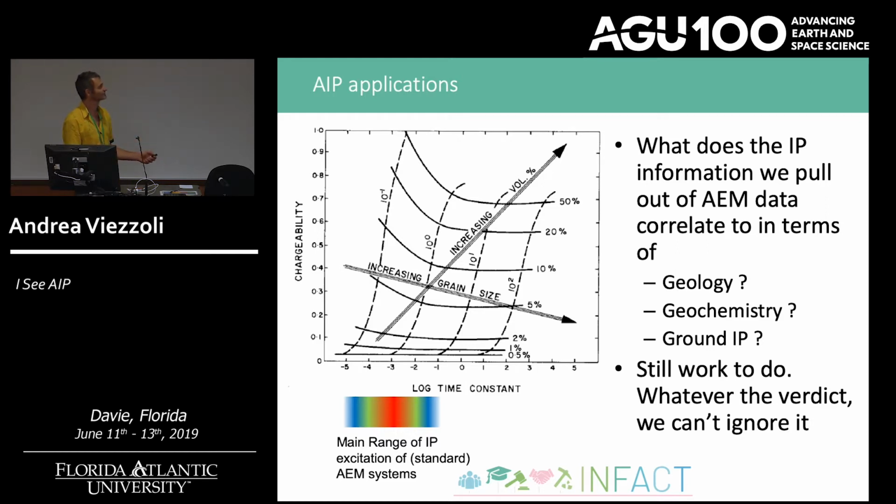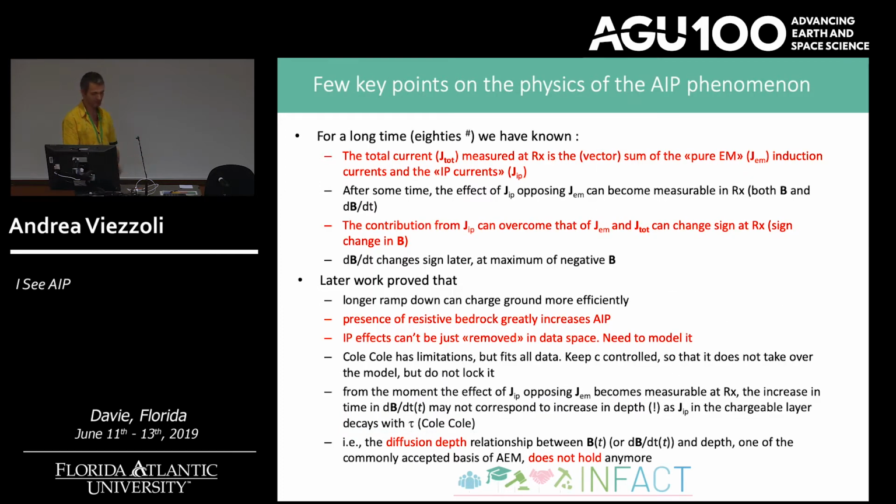So a few key points on the physics. It's been known for a long time that where you have something chargeable in the ground, you will have a contribution of IP currents that sum up with the contribution of the EM currents to give you what you actually measure. And this is the most important take-home message: depending on how they interplay, what you see will change a lot. At some stage, the contribution from the IP current can overcome that of the EM current, and the B field response changes sign. That's when you have the overall change of current from the total current, that's when the B field changes sign, not when the dB/dt changes sign.